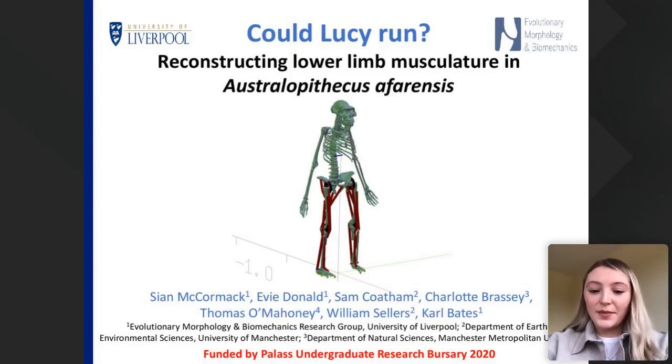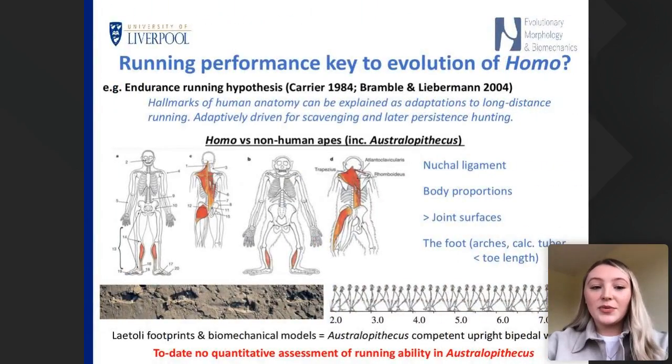Okay, so the motivation behind this research is the thought that running may have been a key selective pressure in the evolution of whole body functions and structures of the human anatomy. A high profile example of this is the endurance running hypothesis, and this suggests that numerous hallmarks of human anatomy can be explained as adaptations to long distance running, which was necessary for obtaining food by scavenging and then later persistence hunting. The hypothesis came about from the comparisons between our body and that of non-human apes, including the Australopithecus afarensis.